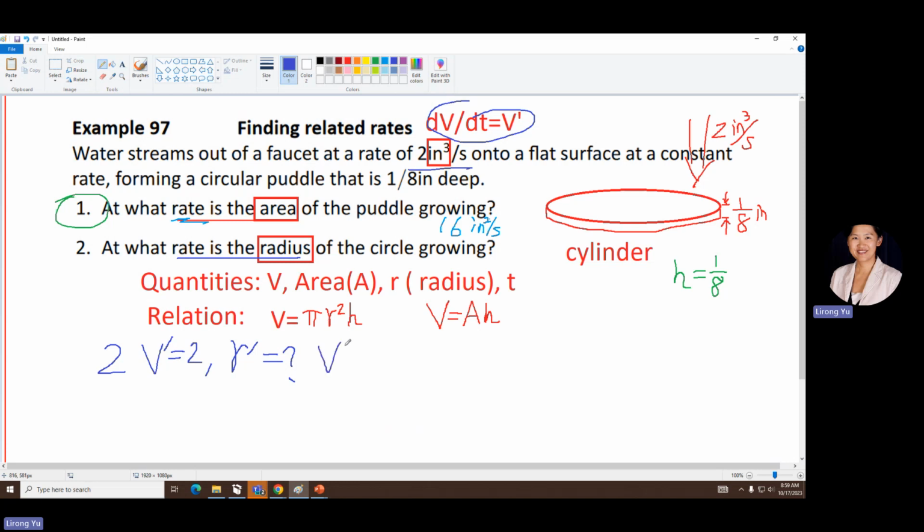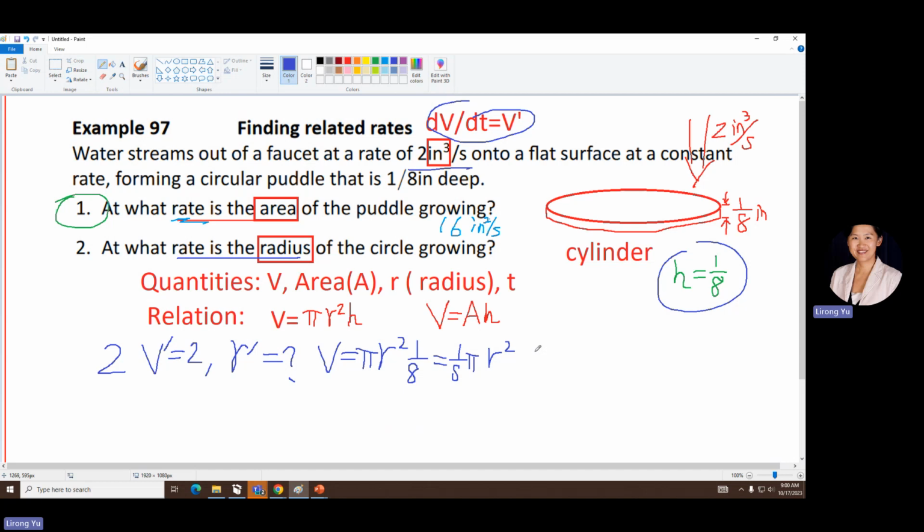V is equal to pi r squared times H, so we have R in the same equation. The H is equal to 1/8, so we get pi r squared times 1/8, or you can just write 1/8 times pi multiplied by r squared. That's a connection. This equation connects the two quantities, volume and radius. So what we're going to do is find the derivative of the left side and the derivative of the right side with respect to t.